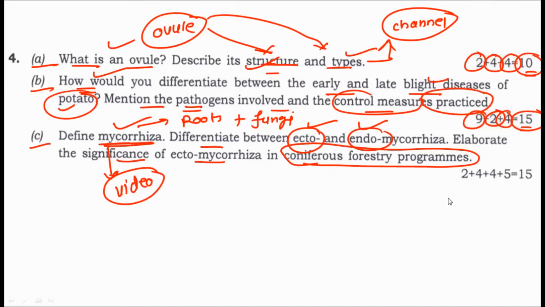For defining the mycorrhiza, you will get 2 marks. For writing down the difference between ectomycorrhiza and endomycorrhiza, you will get 4 marks. And for giving the significance of ectomycorrhiza in the coniferous forest program, you will get 5 marks, making it a total of 15 marks.